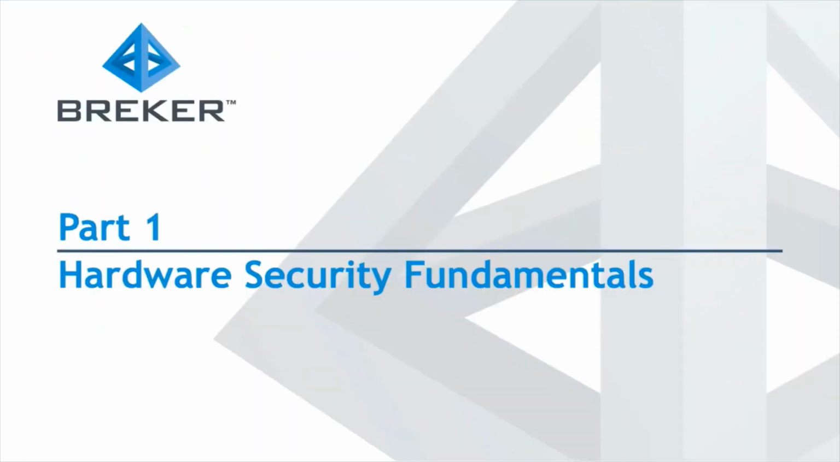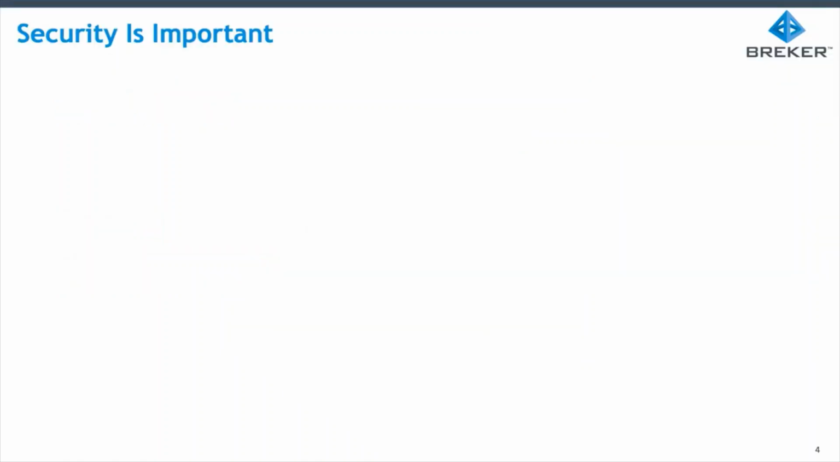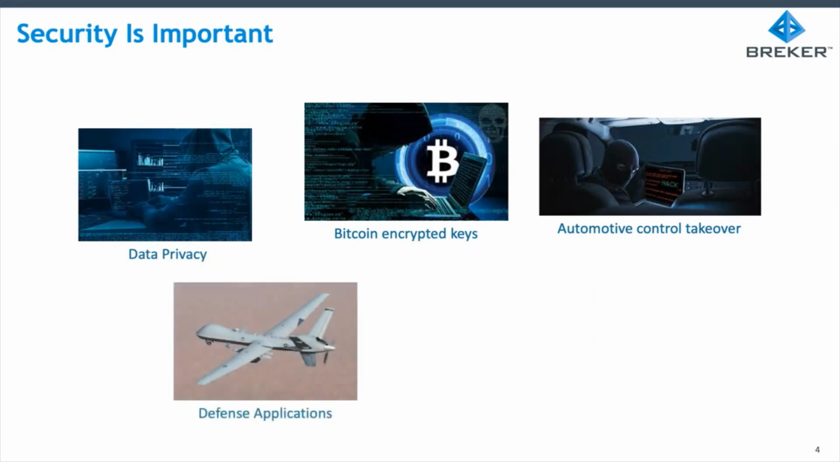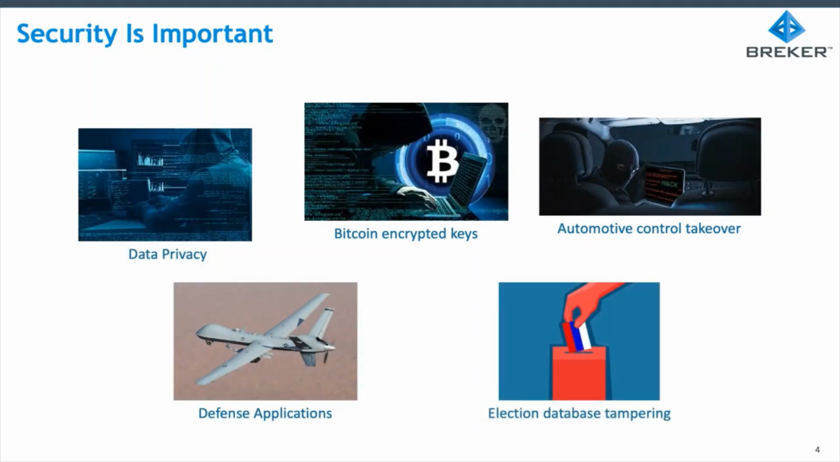So first, let's look at some hardware security fundamentals. Today, it is clear that there are a number of applications where semiconductor security is absolutely critical, including some of the ones you see here. The question is how do you make a semiconductor secure against all the kinds of vulnerabilities that exist? And how do you validate this level of security in these applications?